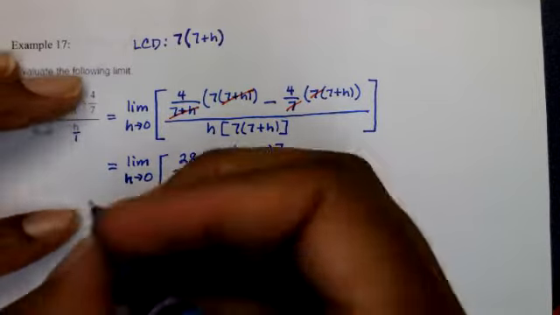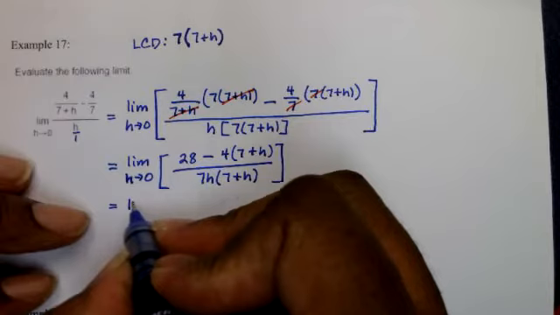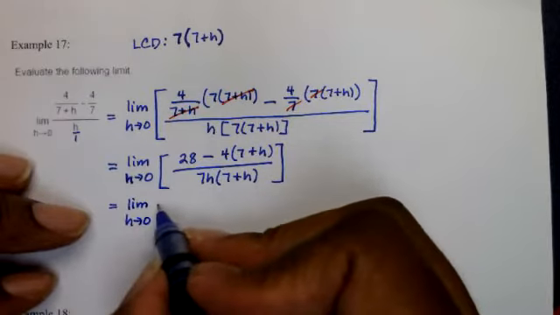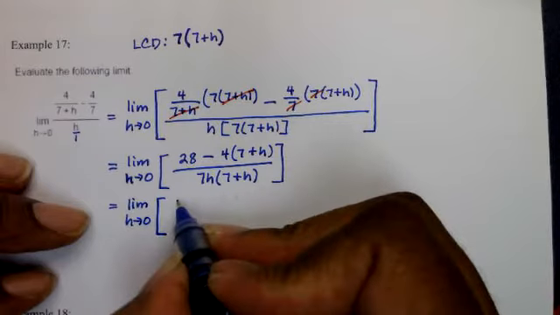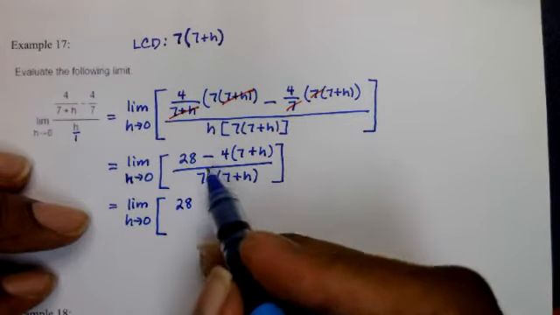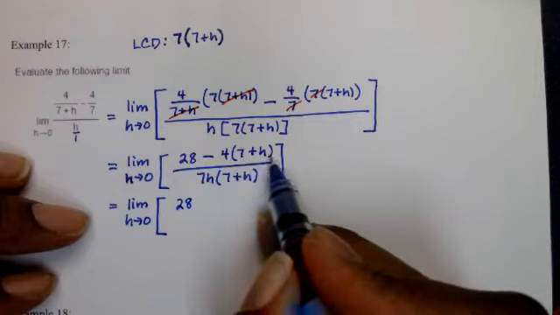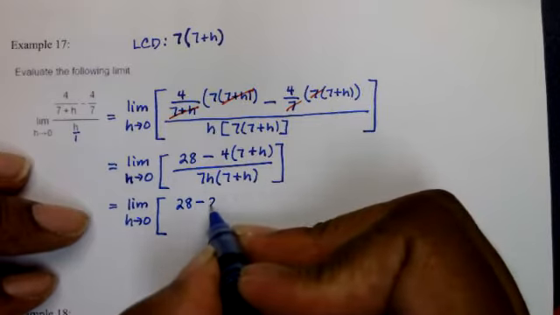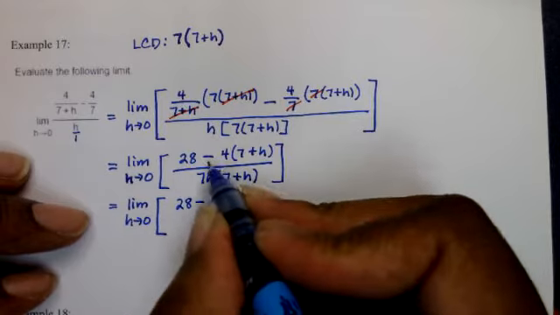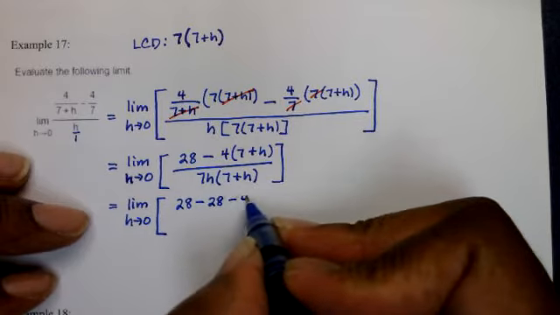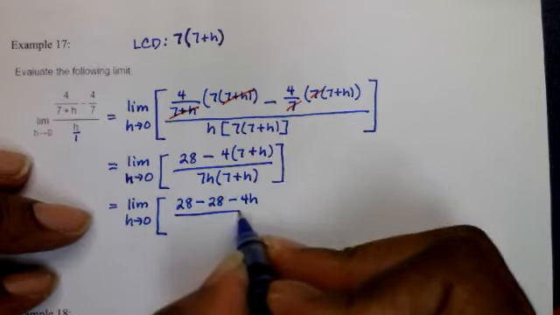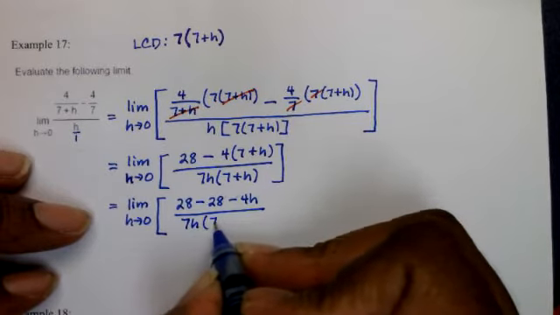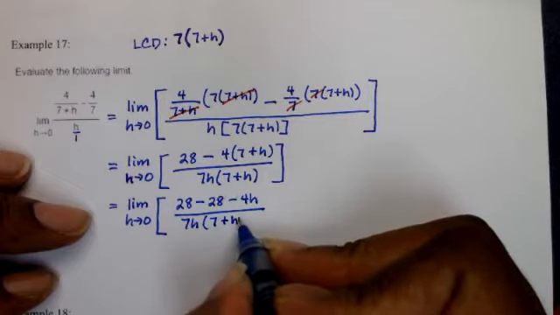All right, now let's simplify what's in the numerator. I'm going to bring down the limit as h approaches 0 of the numerator, that's 28. If I distribute that minus 4 over the 7 plus h, this will be minus 4 times 7, which is minus 28. And then minus 4 times the plus h will be minus 4h, all divided by 7h times the quantity 7 plus h.